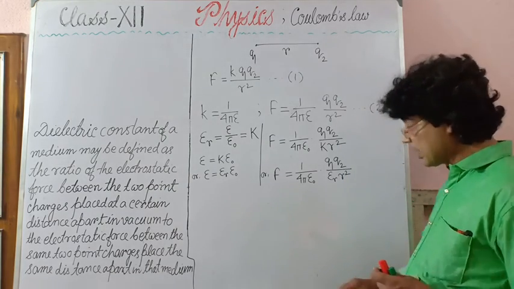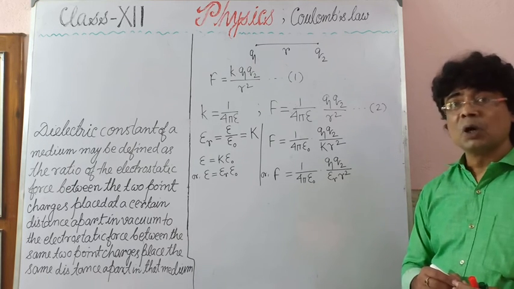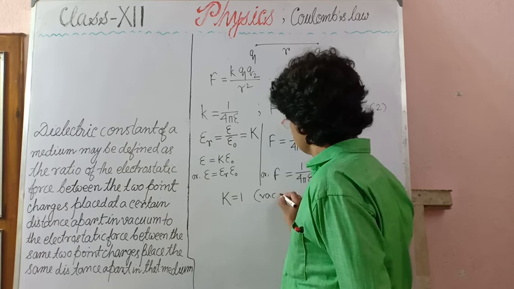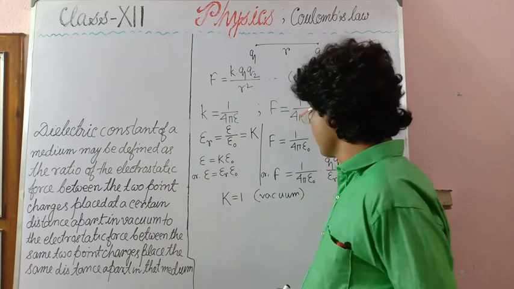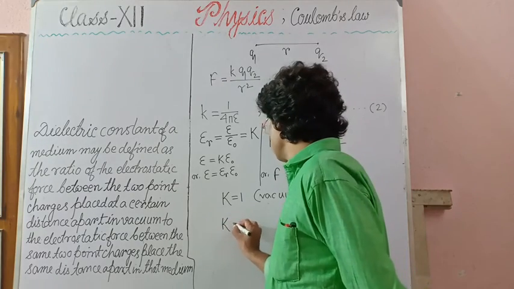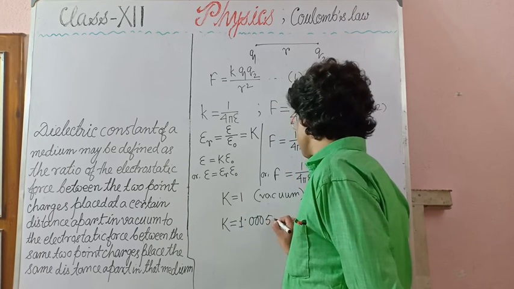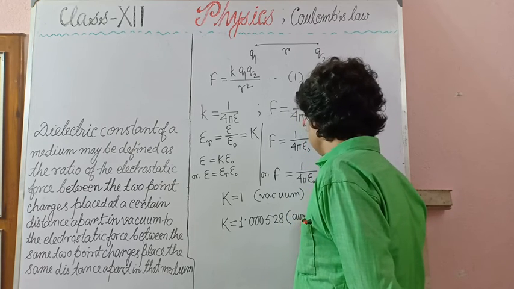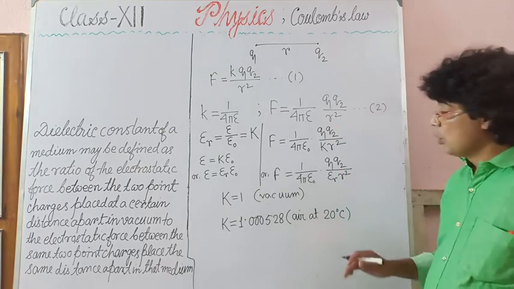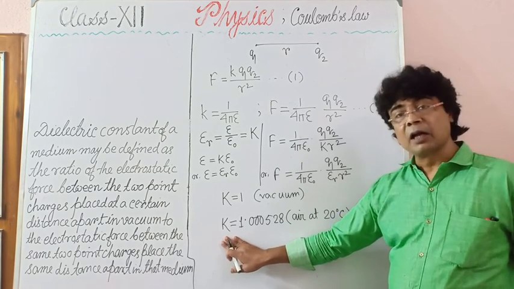Now remember that dielectric constant of vacuum or free space is K equals 1, and dielectric constant of air at 20 degrees centigrade is equal to 1.000528, and in many cases we consider the dielectric constant of air to be 1.